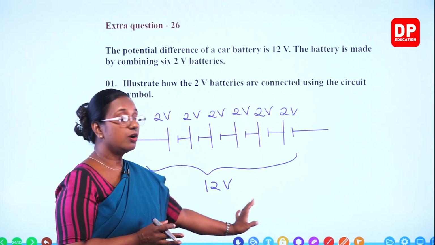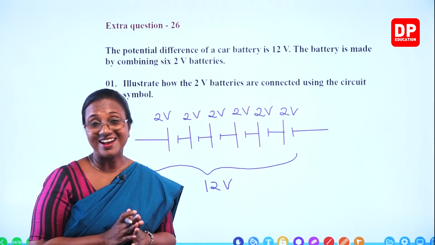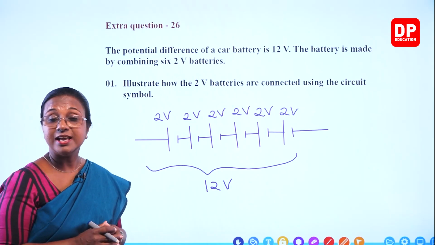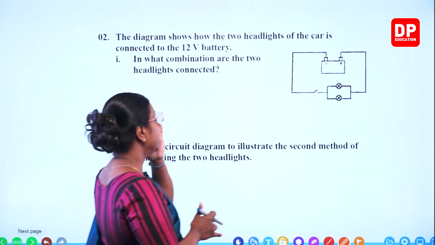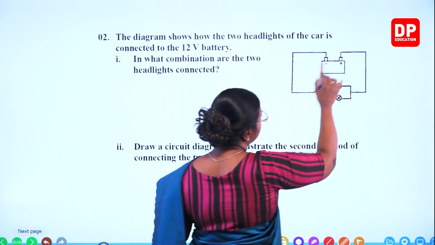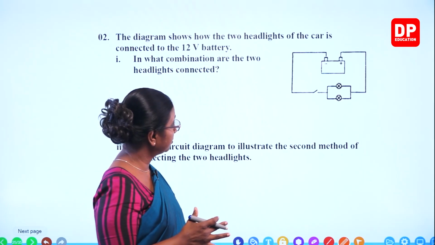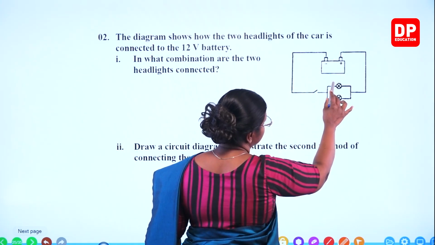This is the diagram. This is for your understanding. I am sure you can understand that clearly. So with that, I will move on to the next part of the question. The diagram shows how the 2 headlights of the car are connected to the 12-volt battery. So here you can see this is the 12-volt battery where the 6 2-volt batteries are connected together, and that is connected to the car headlights.